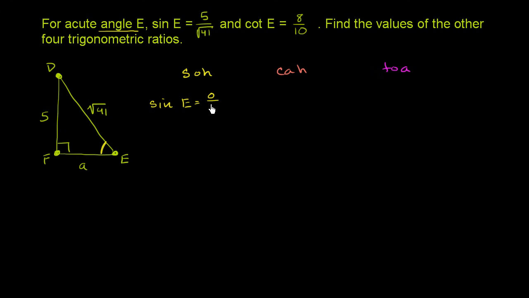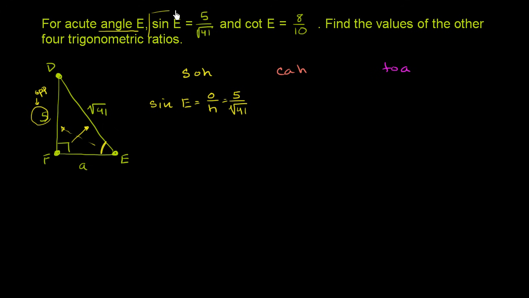SOHCAHTOA. So SOH tells us that sine of an angle, and in this case we care about angle E, is equal to the opposite over the hypotenuse. If we look at angle E, the opposite is across the triangle, right over there. So it would be equal to 5 over the hypotenuse. The hypotenuse is opposite the right angle, and it's the longest side of the triangle. It's side DE, and has length square root of 41.